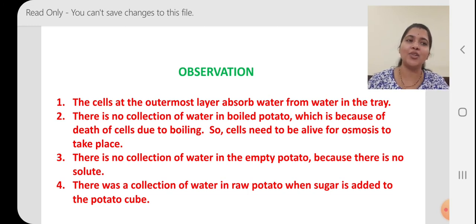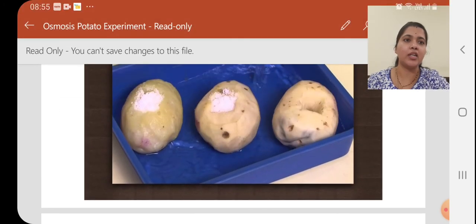And there is no collection of water in the empty potato also, because there is no solute. There was a collection of water in raw potato when sugar is added to the potato cubes, or salt, whatever it is. Okay. And if you do the experiment vice versa, for example, just see here, water is inside and sugar solution or salt solution is outside the cup of the potato. When you keep the sugar solution in the beaker and water in the potato, what happens? The water which is present in the potato will go away.